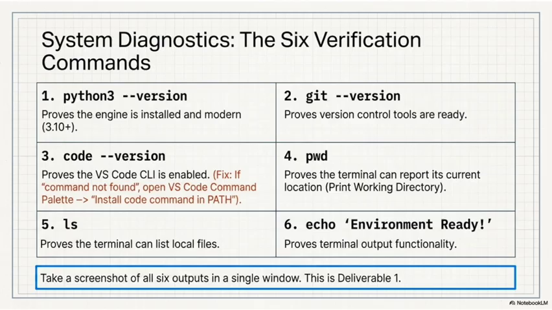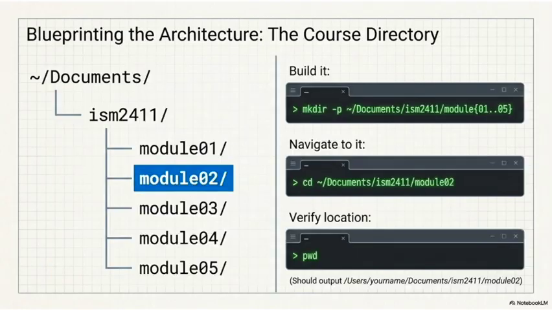Command 4, pwd proves that the terminal can report its current location. Command 5, ls proves that the terminal can list local files. Command 6, echo "environment ready". This proves the terminal output functionality end to end. Run all 6 consecutively. Take one screenshot to show all outputs, and you have your first deliverable.